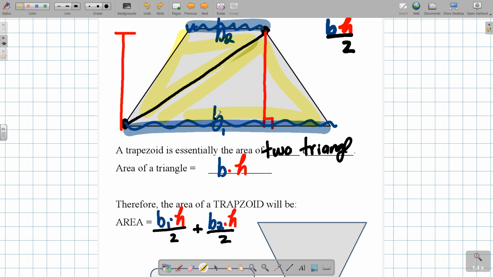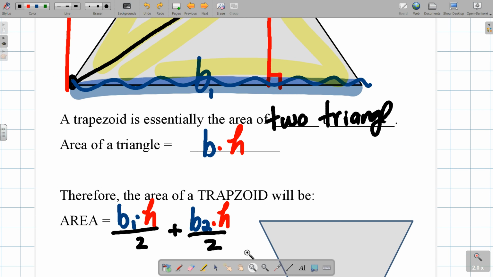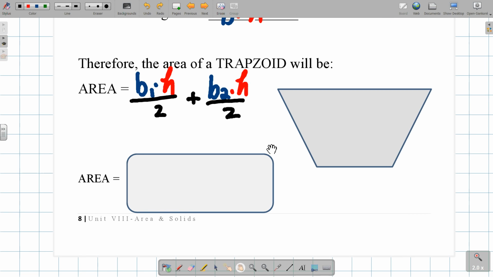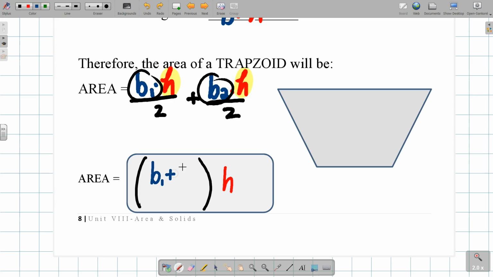Now we're going to clean up this equation because that's a little too messy. So let me show you the shortcut. We're going to take out everything that's the same. There's a height in both, so we're going to take out that height. You ask yourself what's left. If you look at what's left, basically we're simply averaging the bases. Base 1, base 2, over 2. That is the area of a trapezoid.